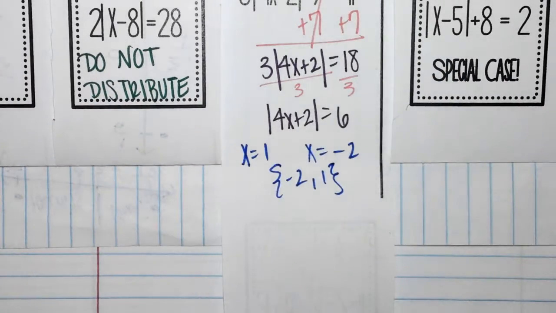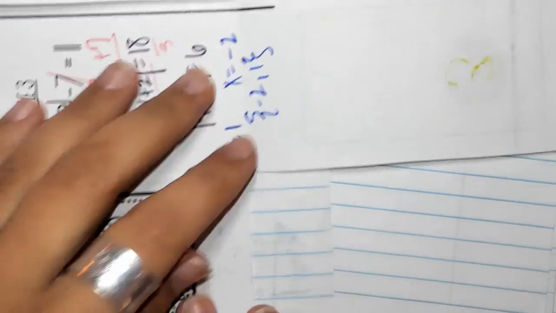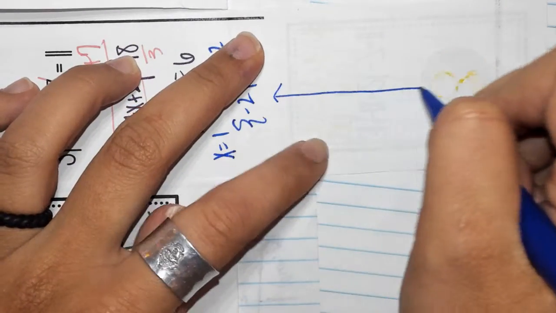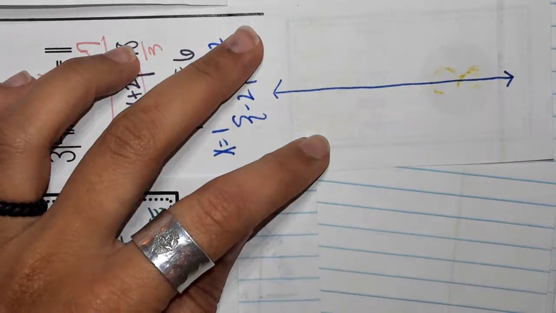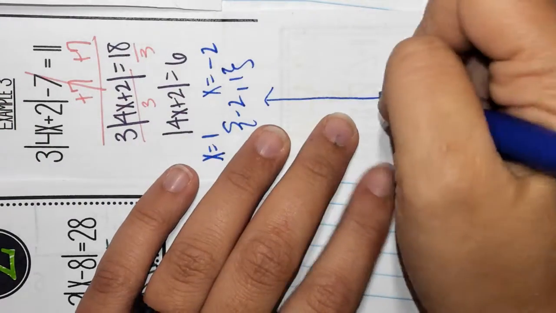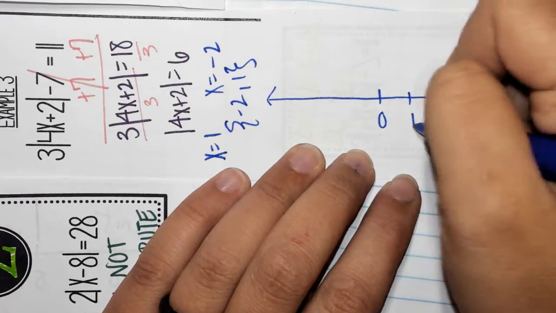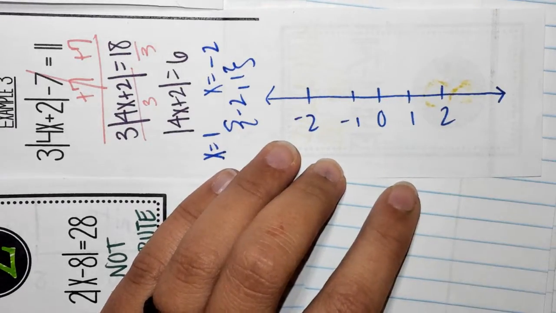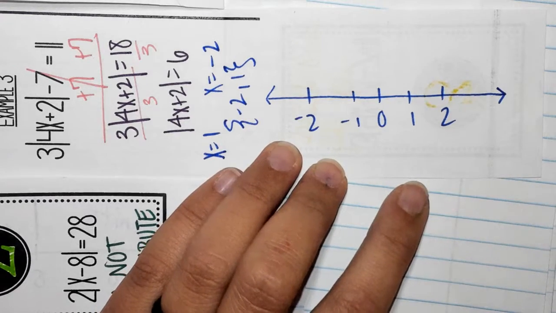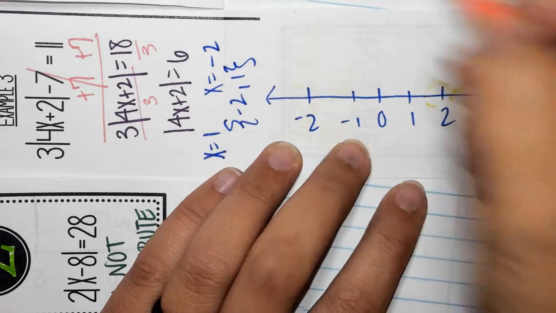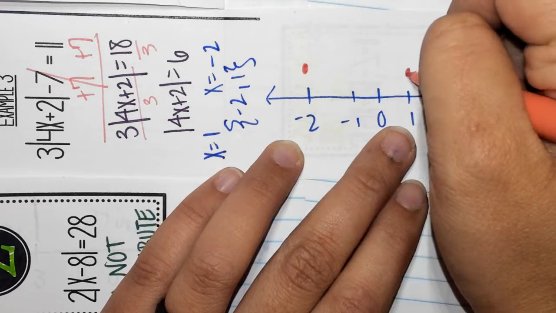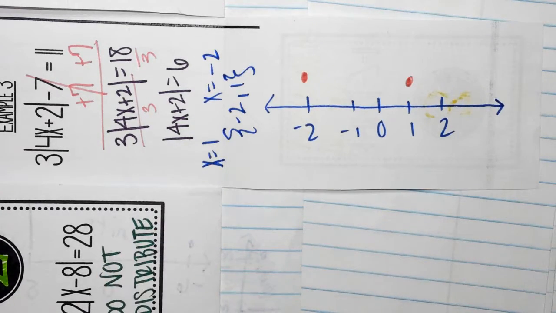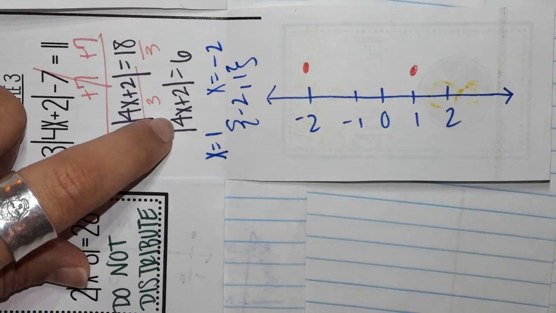Did y'all get negative 2 and 1? Okay, let's graph it. So we have 0, 1, 2, negative 1, negative 2. And we're going to put our points over what two numbers? Negative 2 and 1. Alright, so on our homework from last night, I told you that you could divide everything by this first number, correct?